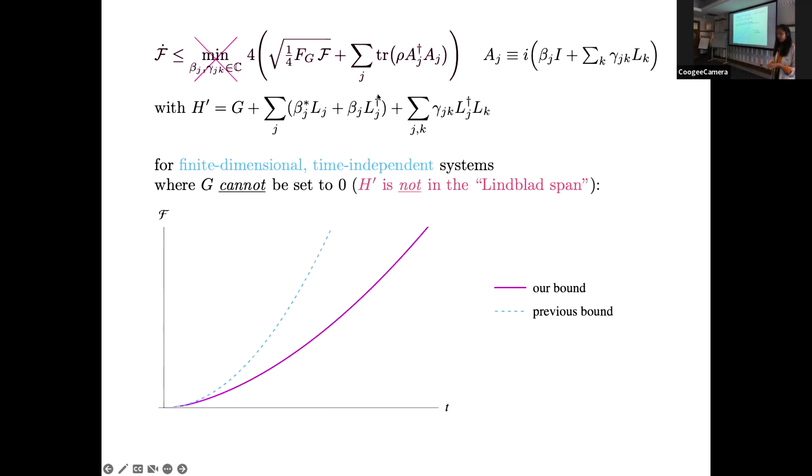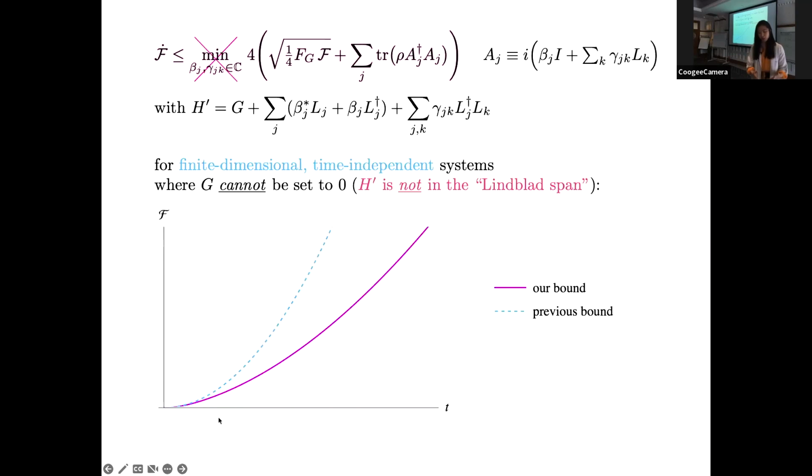Now, in the other case where H primed can't be decomposed purely into Lindblads, in other words, we can't set G equals 0, or H primed is not in the Lindblad span, the QFI bound grows quadratically for all time. It's actually a faster quadratic at short times and then a slower quadratic at large times. And again, we get this bound that's tighter than previous work via a simple, not necessarily optimal choice of the betas and gammas.